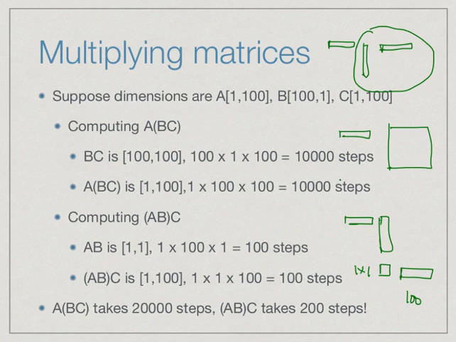So instead of 20,000 steps, I've done only 200 steps. So this is the way in which, though multiplication is associative and it doesn't matter what you do, you'll get the same answer, the sequence in which you do the associative steps can dramatically improve or worsen the amount of time you spend doing this.